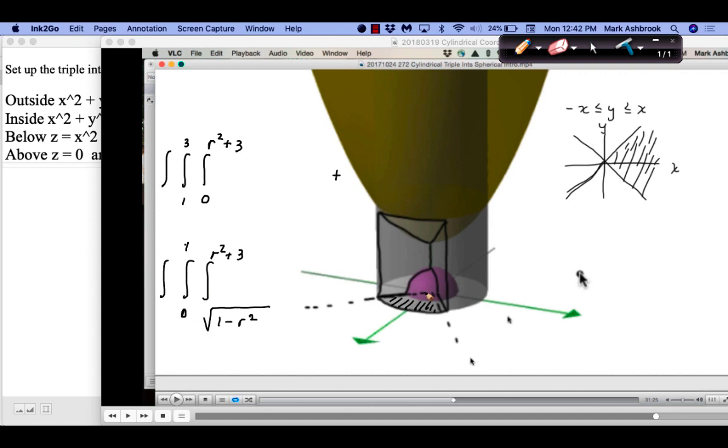And then angle. Yeah, so I told you it's 0 to 2 pi, but we have to use negatives here to get this. So we're going to have to go from negative pi over 4 to pi over 4. And then that's going to be whatever the f is times r dz dr d theta.